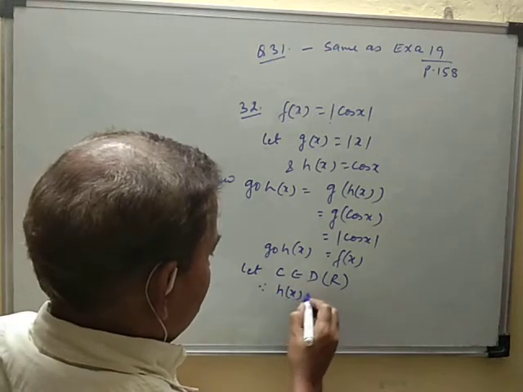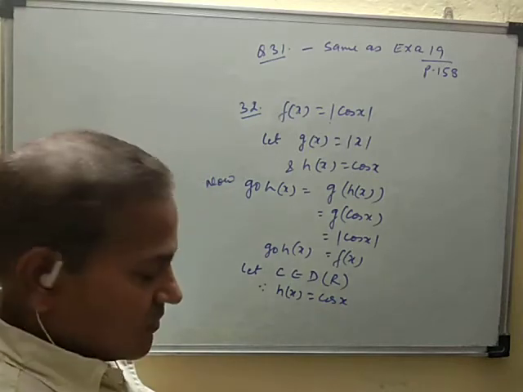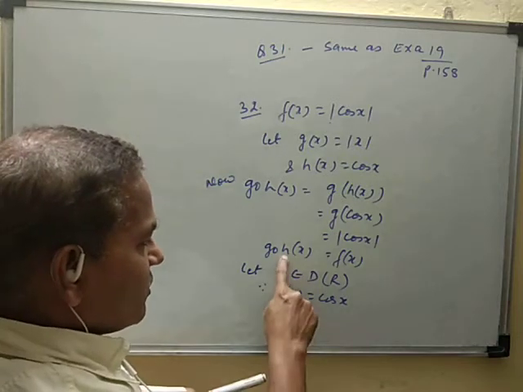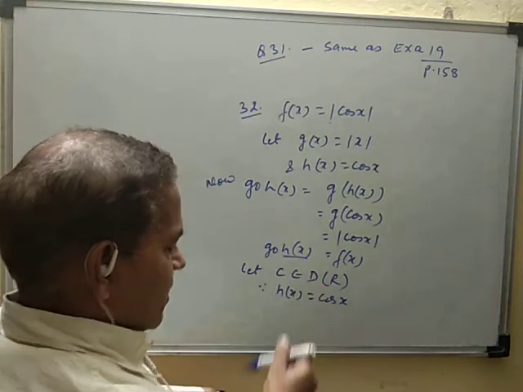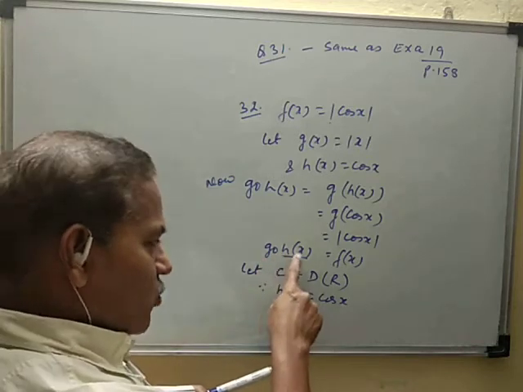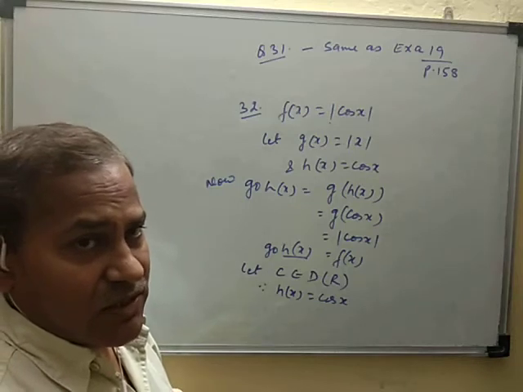Since h of x is equal to cos x, now find the limit, so that this function is continuous. This function we have to show continuous at c, and the g function we have to show continuous at h of c. Later we will state the theorem, and also do an example.